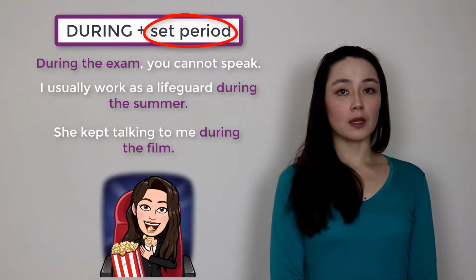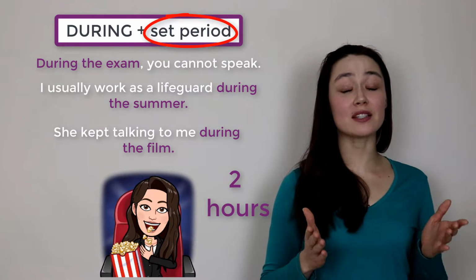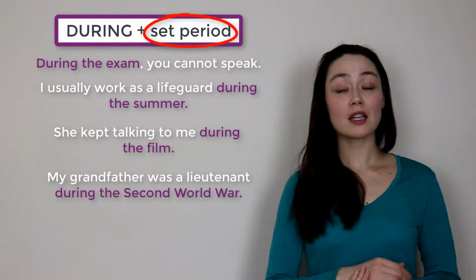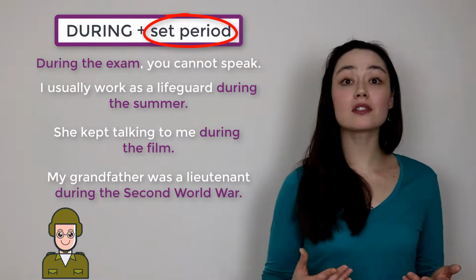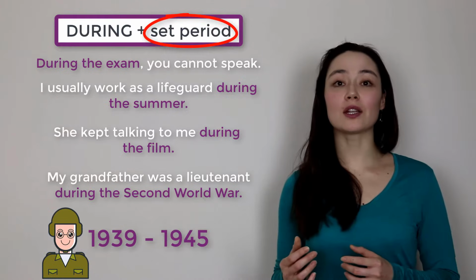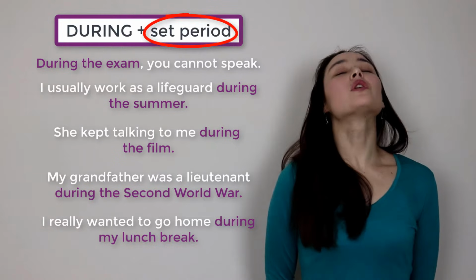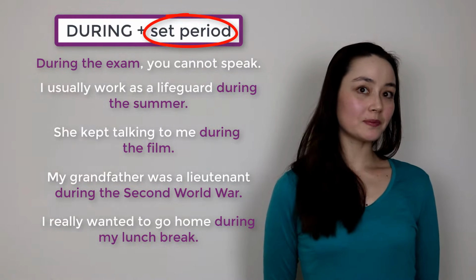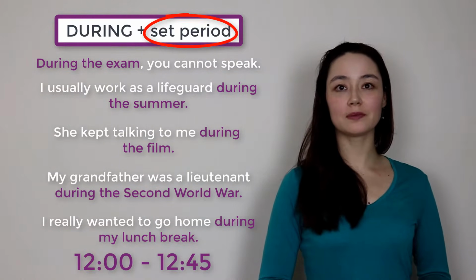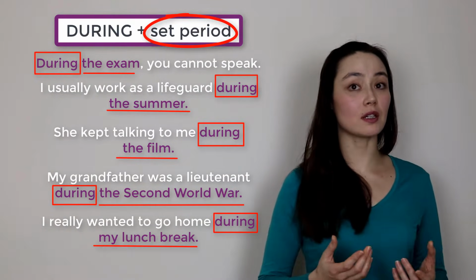She kept talking to me during the film. The film was 2 hours. It's a set period. My grandfather was a lieutenant during the Second World War. The Second World War is a set period, 1939 to 1945. I really wanted to go home during my lunch break. My lunch break is a set period, 12 o'clock to 12:45. During plus that specific set period.